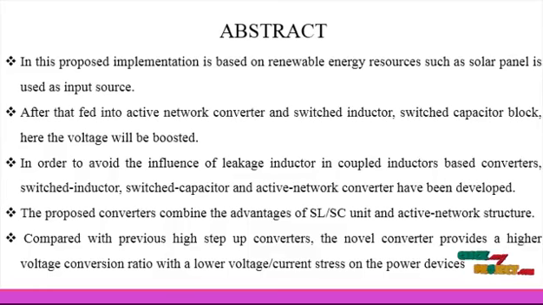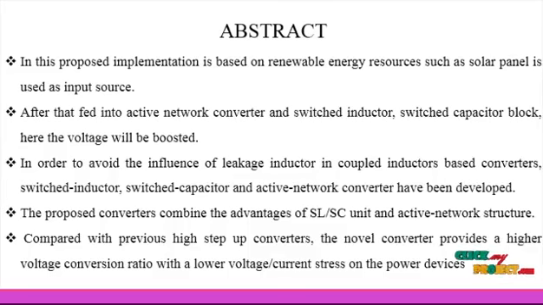Compared with the previous high step up converters, the novel converter provides a higher voltage conversion ratio with a lower voltage and current stress on the power devices. High step up voltage gain DC to DC converters are widely used in renewable energy power generation, uninterruptible power systems, etc. In order to avoid the influence of leakage inductor, coupled inductor based converters, switched inductor boost converters, switched capacitor boost converters and active network converters have been developed, with the transition in series and parallel connection of the inductors and capacitors. A high step up voltage conversion ratio can be achieved.